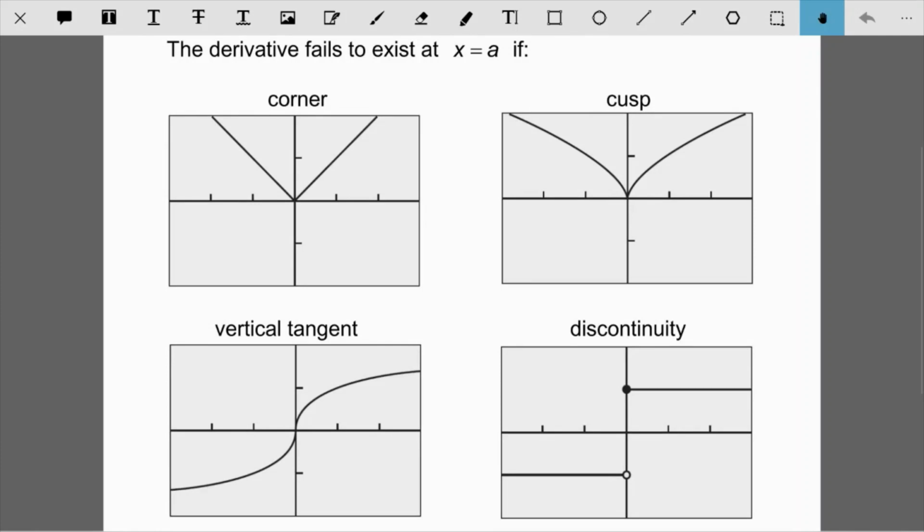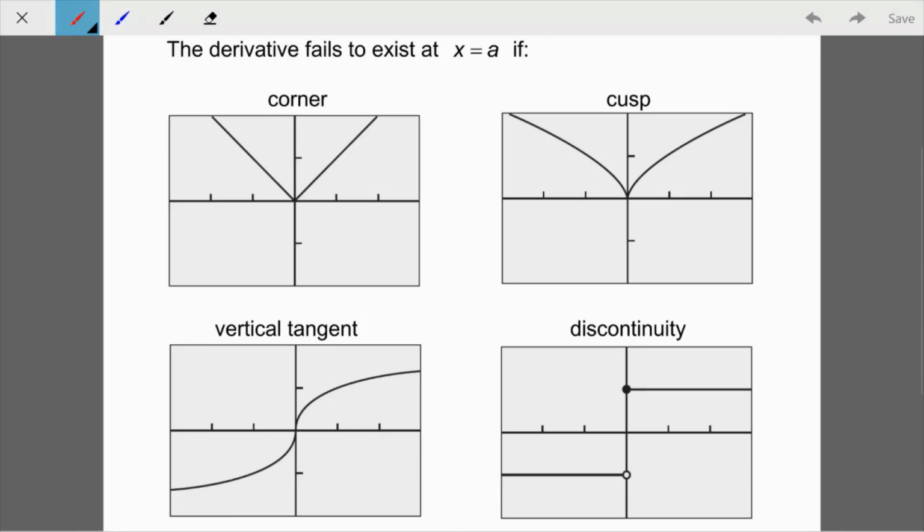And you can see on the first one that we have here, it's referred to as a corner. And this is the absolute value of x. You can see at this point, at x is 0, this function would not be differentiable because the right-hand derivative would be 1, because on the right side we have essentially a linear function with a slope of 1, and the left-hand derivative would be -1. So since the one-sided derivatives don't match up, that means the function is not differentiable.